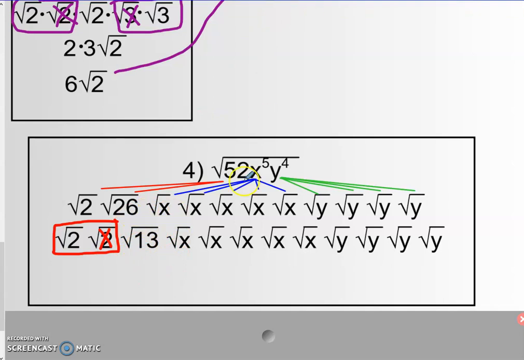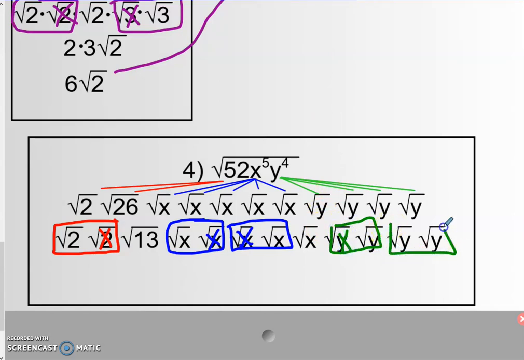And when we look at the x's, we have a pair of x's. One x gets out, the other one, nope. We have another pair of x's. One of those x's gets out, the other one, nope. And in terms of the y's, we have a pair of y's. One escapes, not the other. And another pair of y's. One escapes, the other one not so lucky.